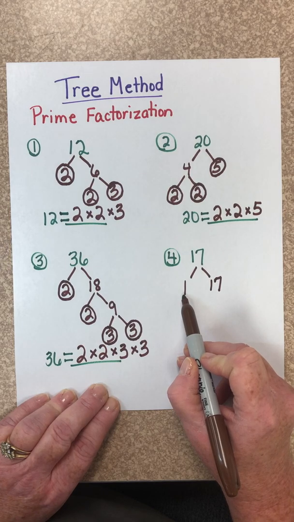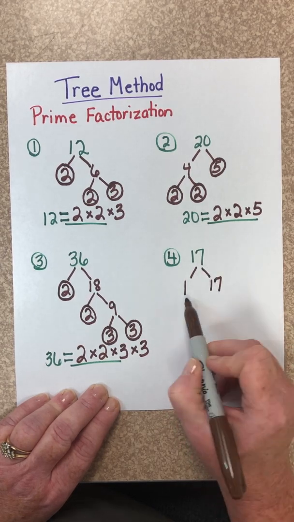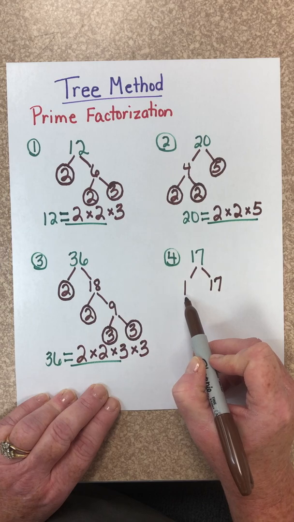1 is not a prime number. It is a factor that we can use to multiply by another number to get a product. And that's what we did here. 1 times 17 is 17. So we're not going to circle it because it's not a prime number.